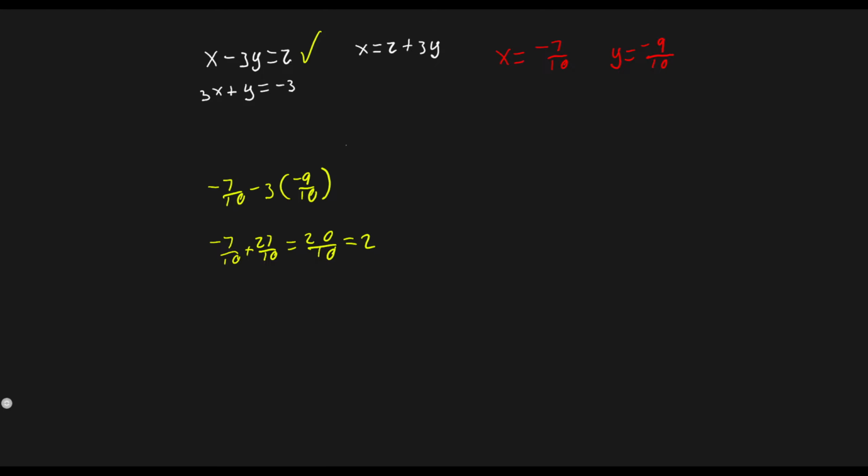And now we can verify our second equation, where we have 3 times negative 7 divided by 10 plus negative 9 divided by 10. Multiplying 3 and negative 7, we get negative 21 divided by 10 minus 9 over 10, which gives us negative 30 divided by 10, which is negative 3. So that satisfies our equation. So that's that.